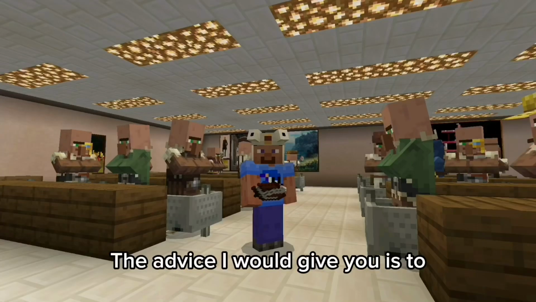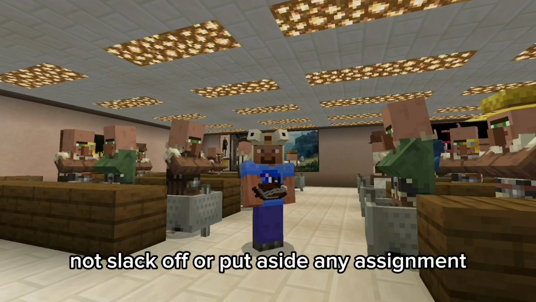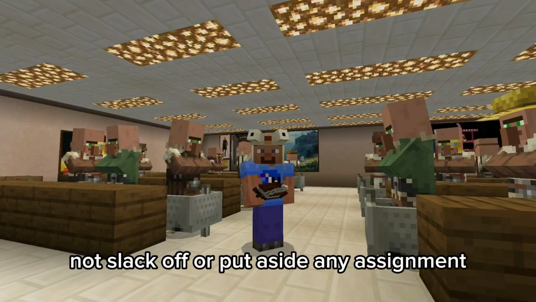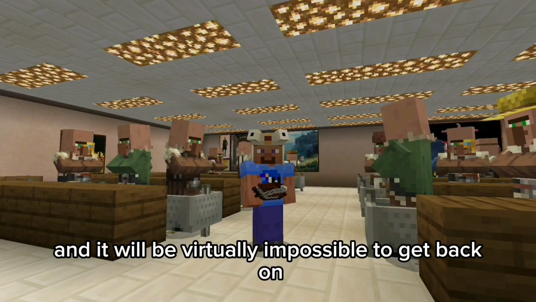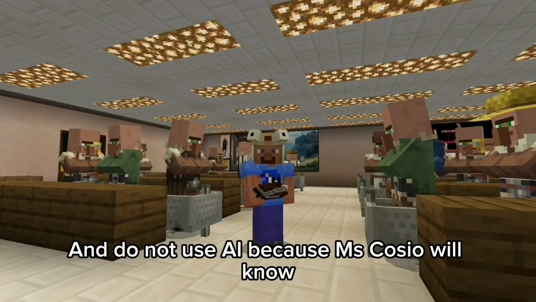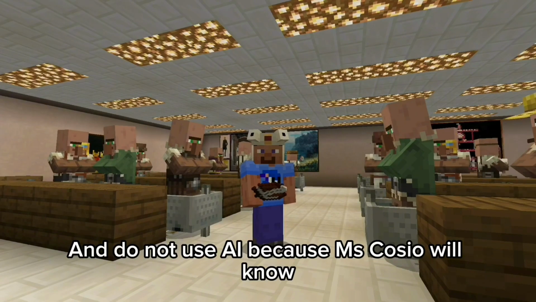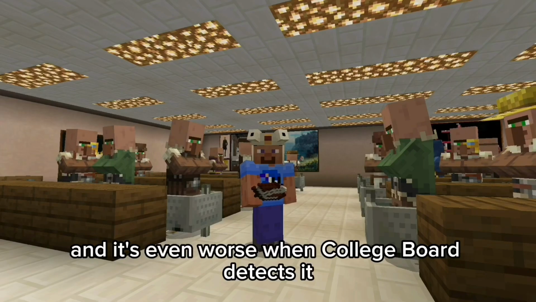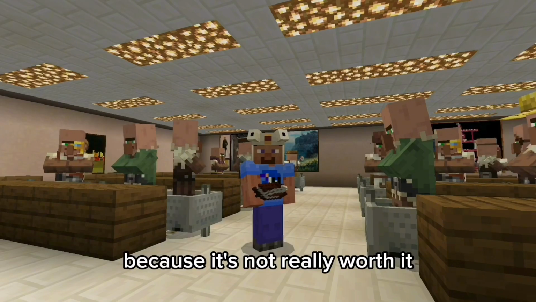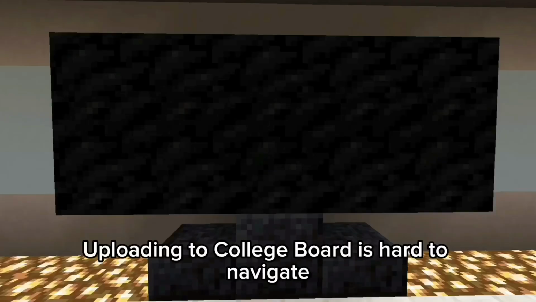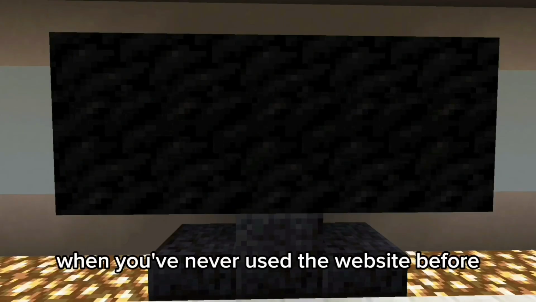The advice I would give you is to not slack off or put aside any assignment, because you will get off track and it will be virtually impossible to get back on. And do not use AI, because Miss Kosio will know, and it's even worse when College Board detects it, because it's not really worth it. Just write it yourself.